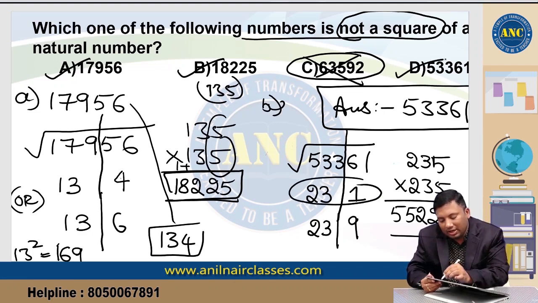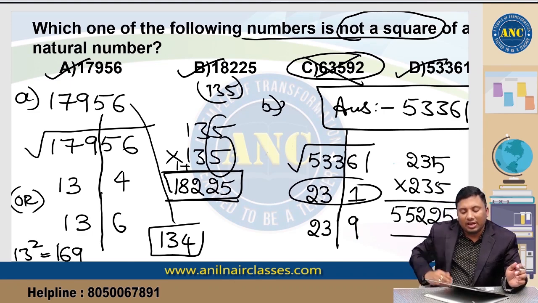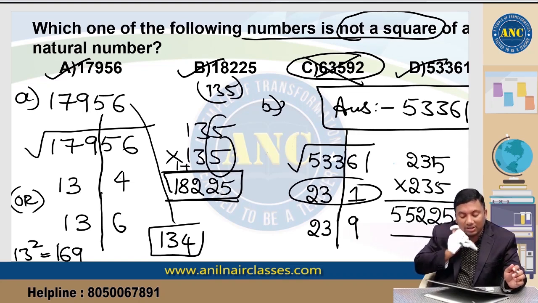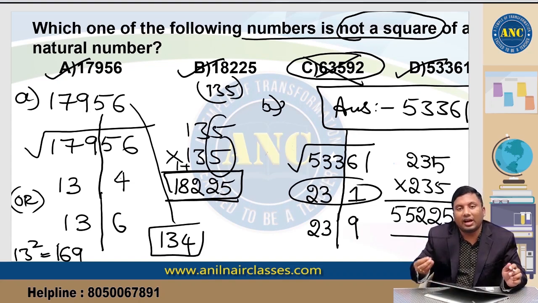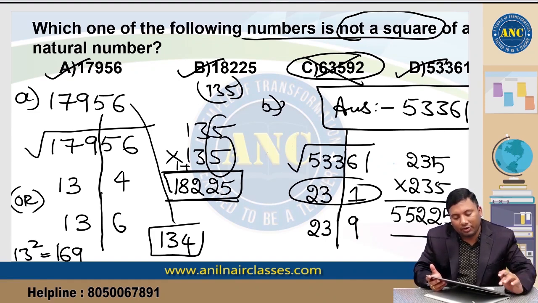This is a square, this is a square and this is a square. C is not a square. Directly you can tell that 63592 is the answer, because a perfect square never ends with 2, 3, 7 or 8. Instead of telling that C is right, I tried to show you that all the other three are perfect squares. What if the option contains one more option, how to do it? I hope the logic is clear.